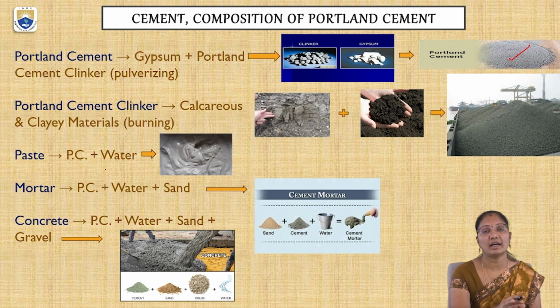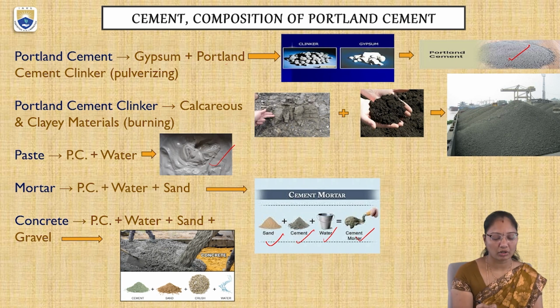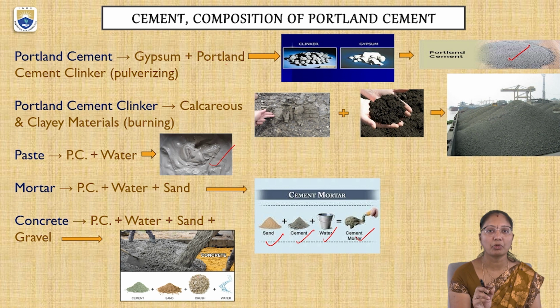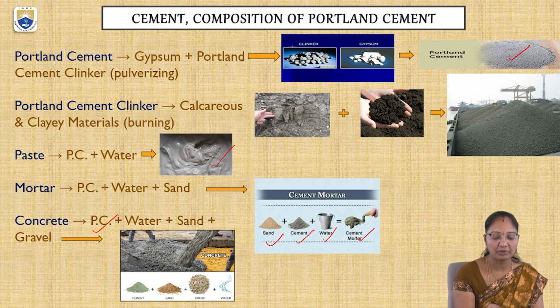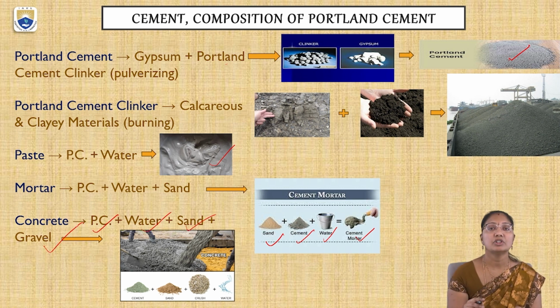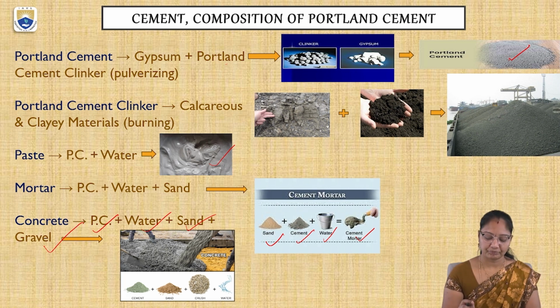So coming to the paste: Portland cement plus water, no sand, no rock. Only water plus cement gives rise to this paste. Then mortar. What is mortar? Mortar is Portland cement plus water plus sand, so sand plus cement plus water gives cement mortar. Next, coming to the concrete, it is a combination of all three with rock, crushed rocks or small granules. So Portland cement, water, sand plus gravels, the small rocks, gives the concrete.